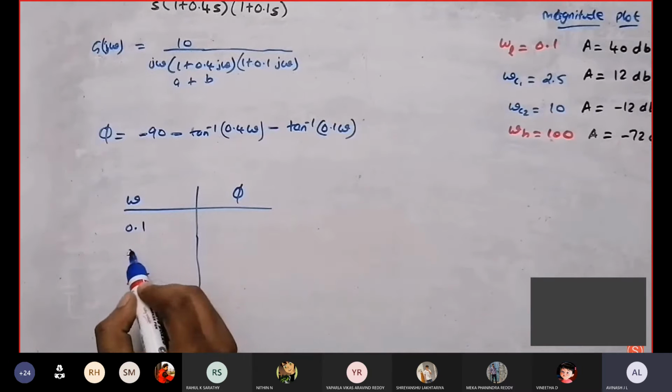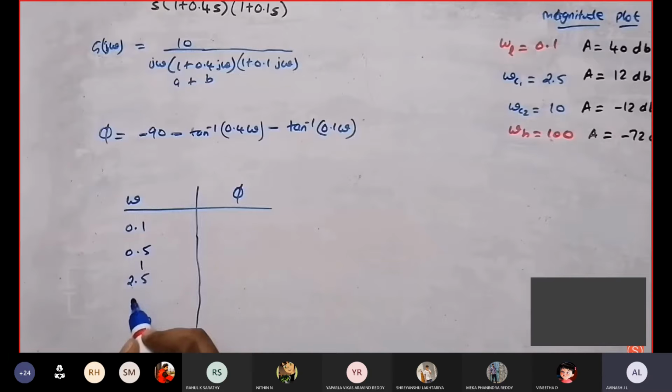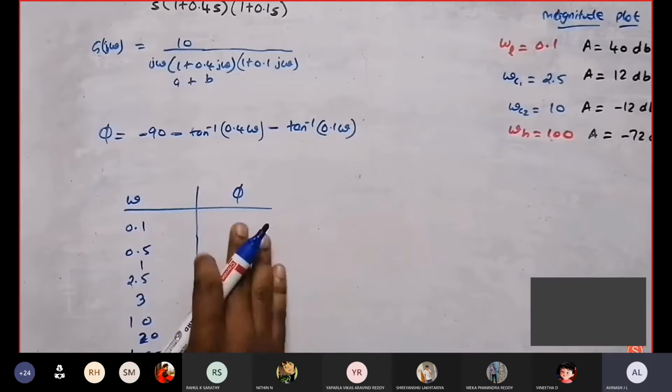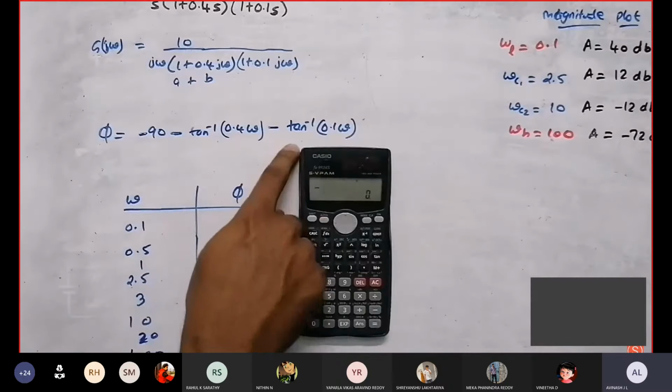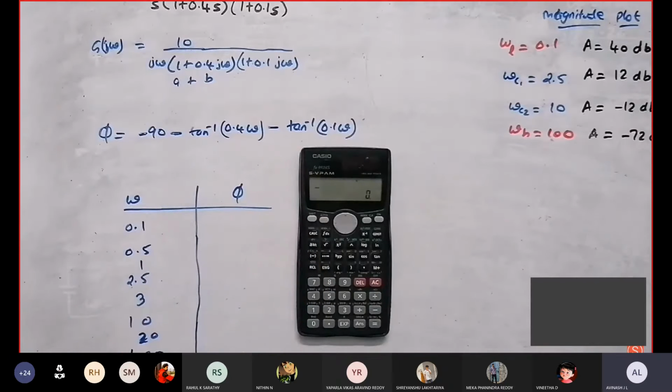Then the next I will take 0.5, then 1, then 3. Any values in between you can take. Then I will take 20, like that. Now for the corresponding omegas, I need to find the angle by using a calculator. You need to type this equation and find the answer corresponding to that.